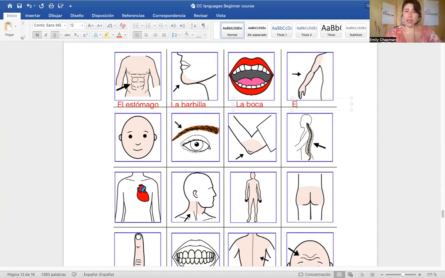And arm, we've said, is el brazo. Face, la cara. A lot of these are in the pictures above, but it's just nice to have a few different pictures and ways to go over it. Eyebrow would be la ceja, and elbow would be el codo. El codo, and spine would be la columna, like the column, la columna.